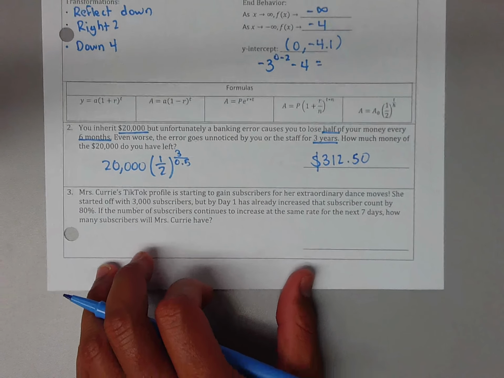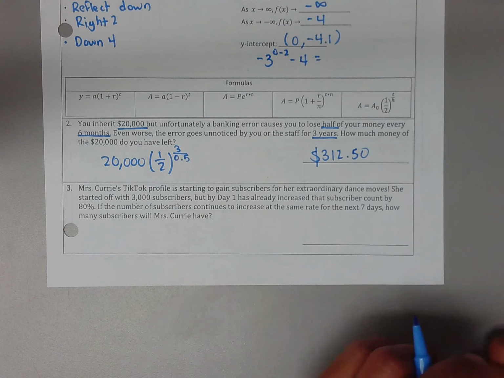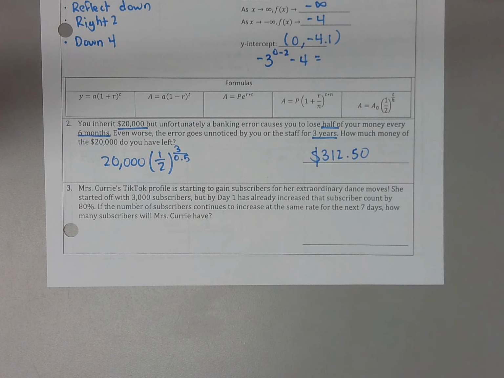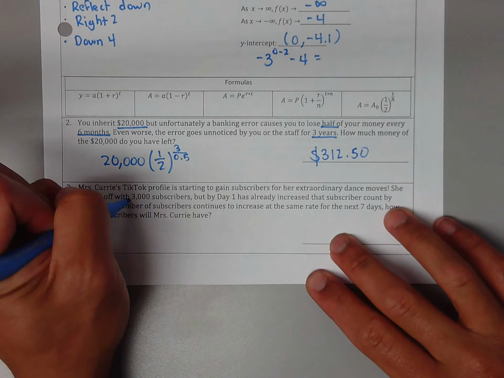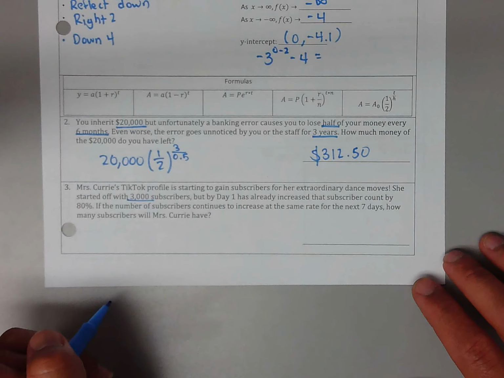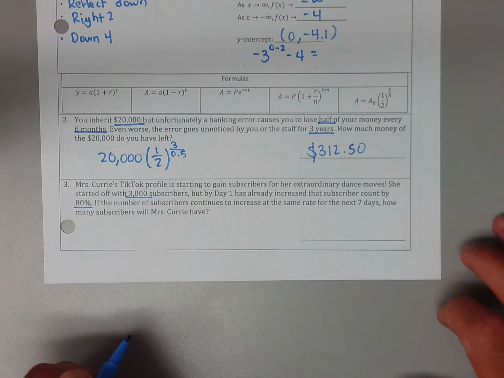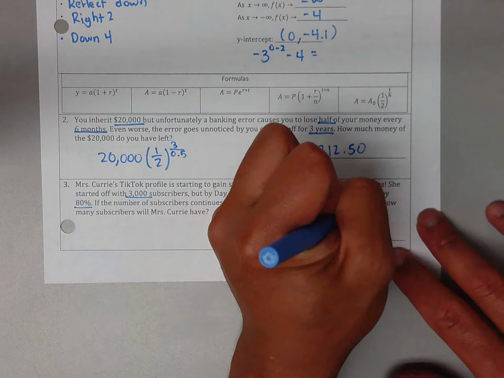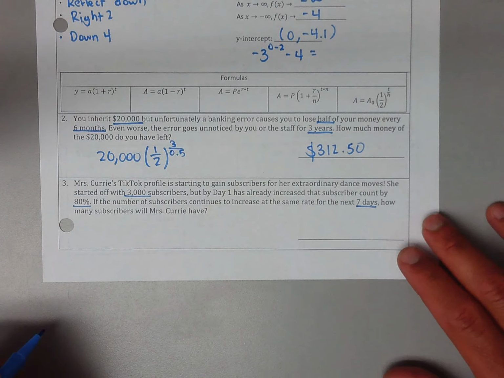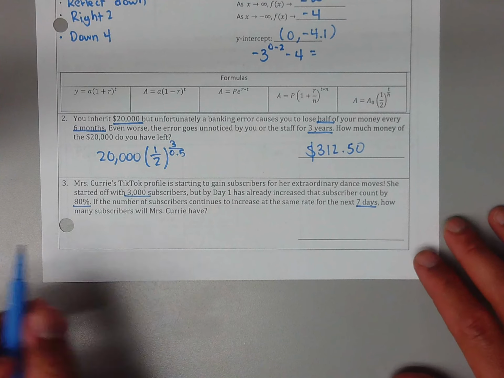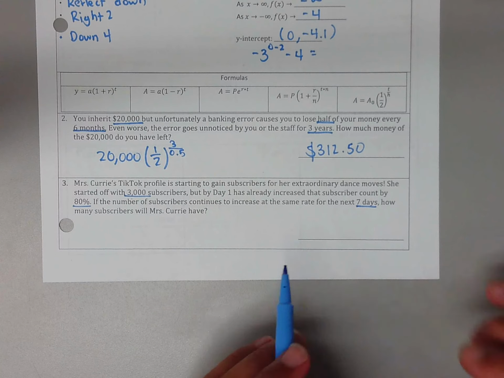All right, question number 3. Miss Curry's TikTok profile is starting to gain subscribers for extraordinary dance moves. She starts off with 3,000 subscribers, but by day 1 has already increased that subscriber count by 80%. If the number of subscribers continues to increase at the same rate for the next 7 days, how many subscribers will Miss Curry have?